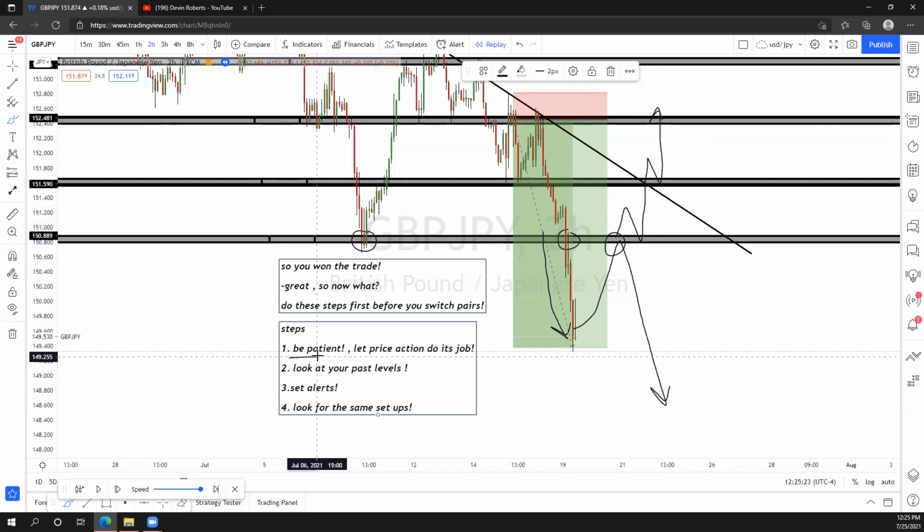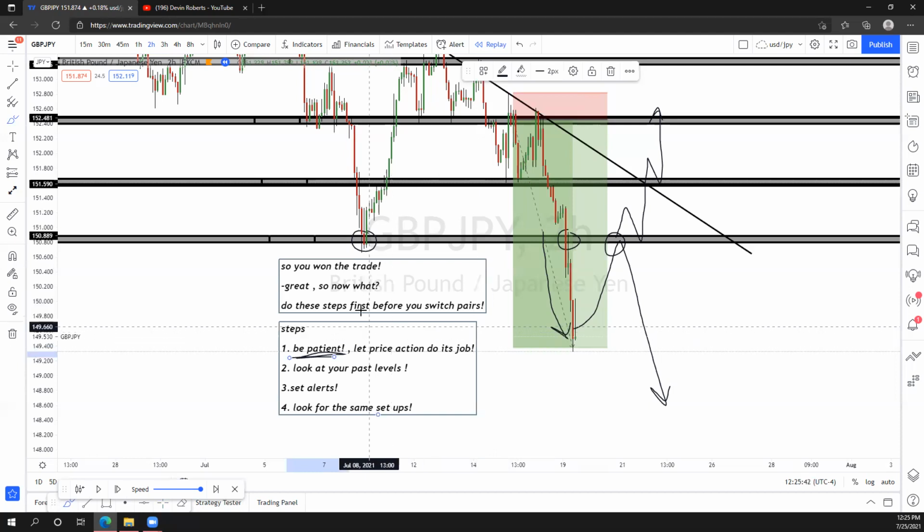And that's the first thing. You have to be patient. Don't rush right in to find another trade. Wait for price action to come right back to the same exact past levels, and then you know exactly what you're going to do. You're looking for that pullback, and that comes down to step three.